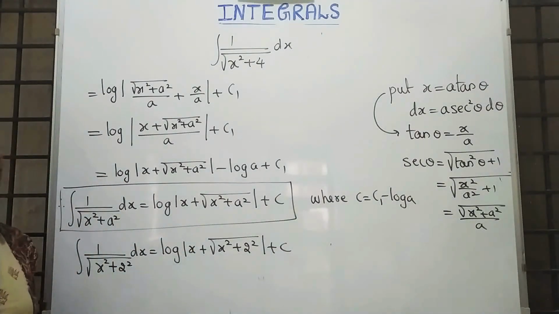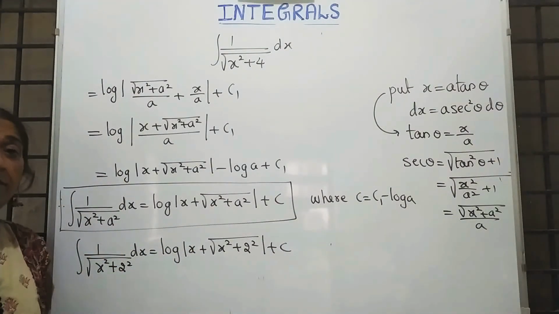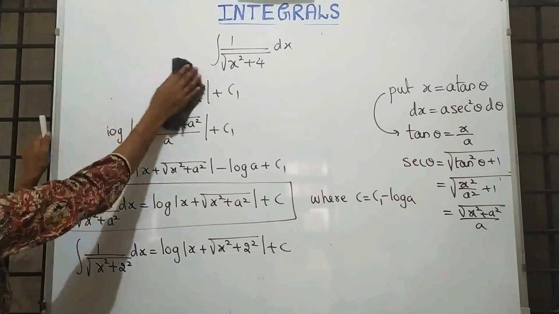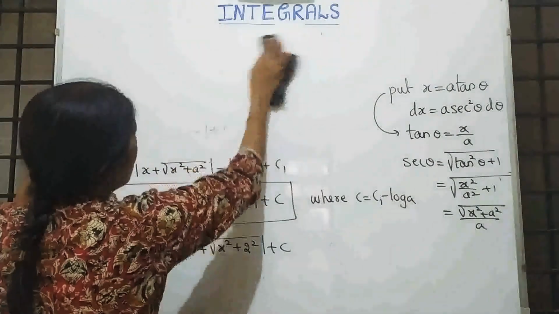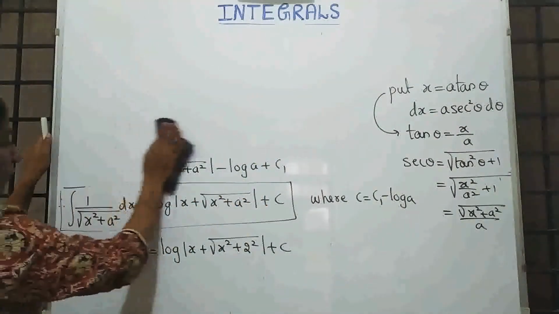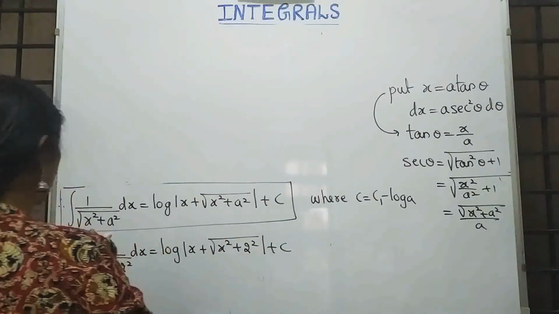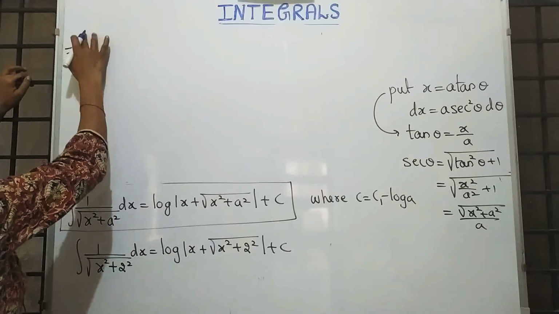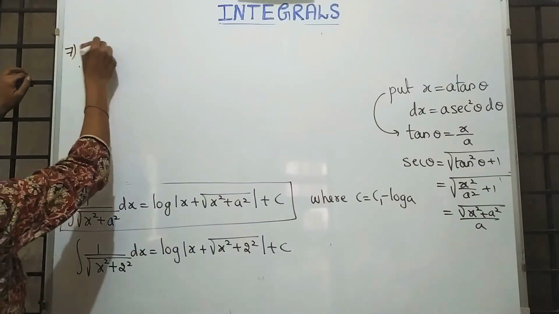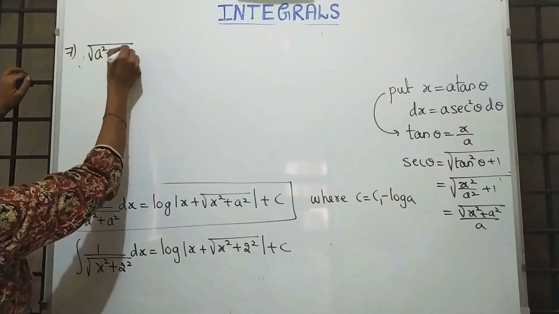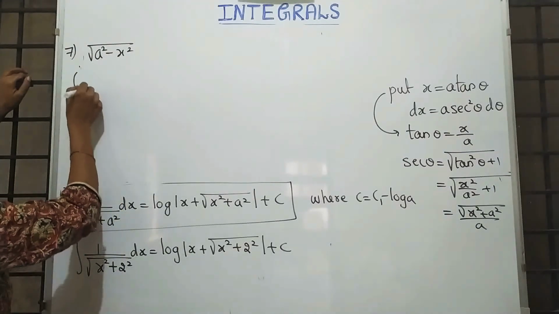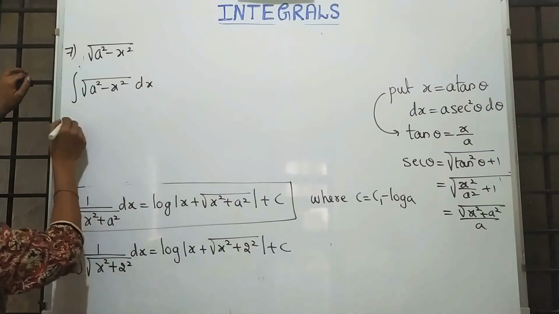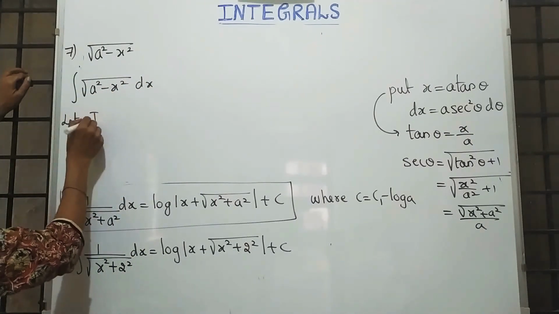Maximum possibilities are from these 6 derivations. The remaining 3 are also important, but the main focus is these 6 formulas. Definitely you will get one question out of these 6. Moving to the 7th one, find the integral of root of a square minus x square. I am not giving you any example here, just the derivation. Let us take this as I.